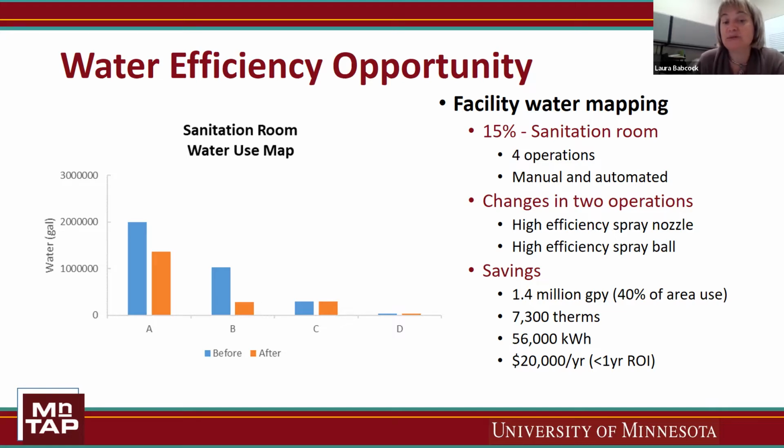The savings was about 1.4 million gallons per year, about 40% of the area use. And it was hot water, so there was a lot of energy associated with that. And they ended up saving about $20,000 per year.